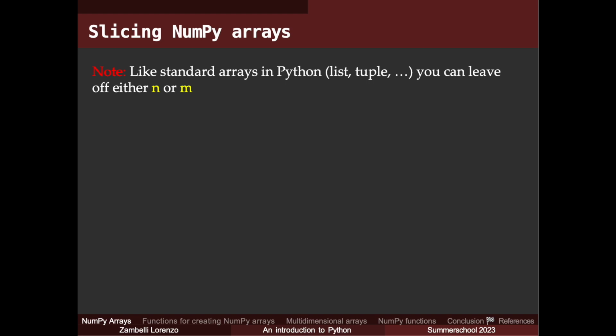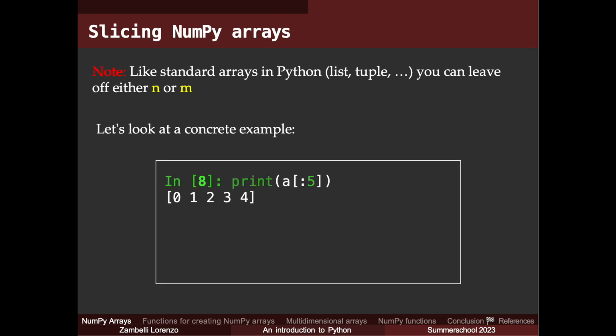Like standard arrays, you can leave off either n or m. Look at the examples. We want to print A from position 0 to position 5 because we do not put the first index number. It means that we start at the beginning. Also the other way around, if we leave out the m, then it means we want everything until the end.